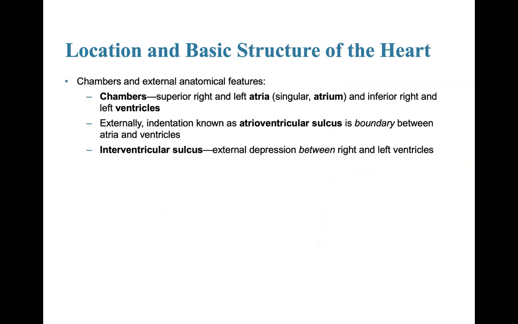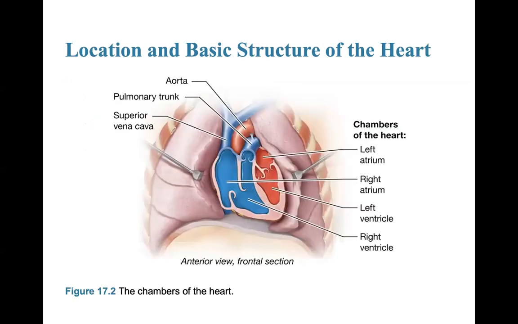Now, the heart's going to contain several chambers. You're going to have the superior right and left atria, and an inferior right and left ventricle. Externally, indentations known as the atrioventricular sulcus mark the boundary between the atria and the ventricles. The interventricular sulcus is an external depression between the right and left ventricles.